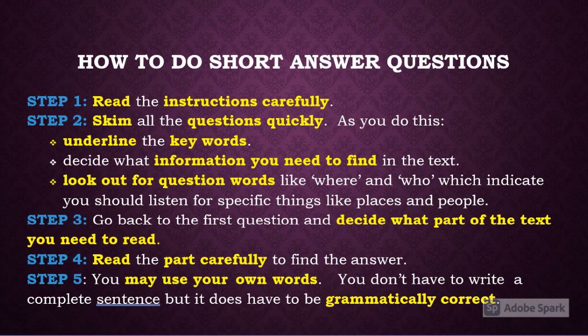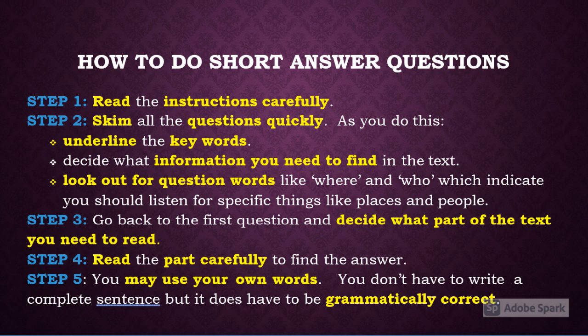Step 1. You have to read the instructions carefully. Step 2. You have to skim all the questions quickly. As you do this, firstly, underline the key words. Then, decide what information you need to find in the text. Lastly, look out for question words like where and who, which indicate you should look for specific things like places and people.